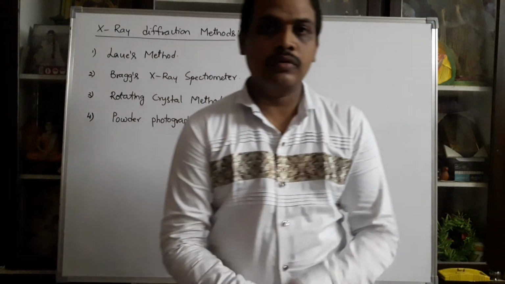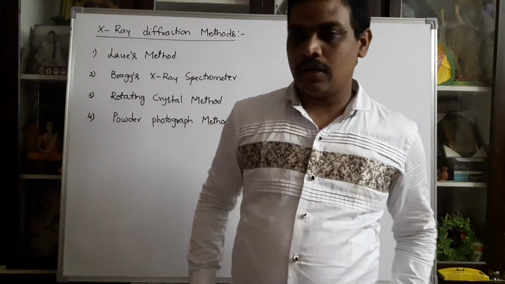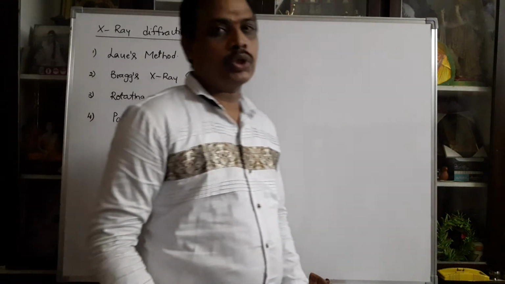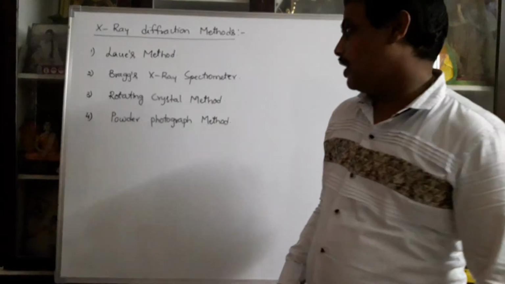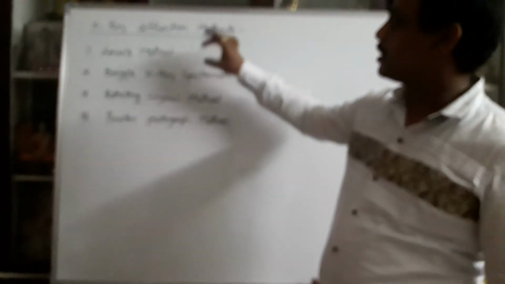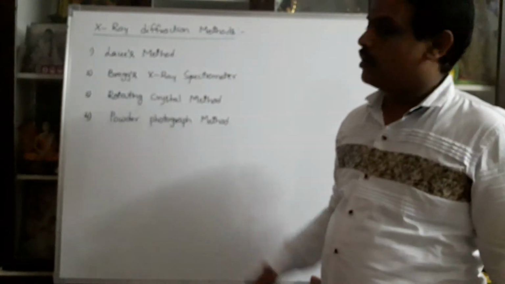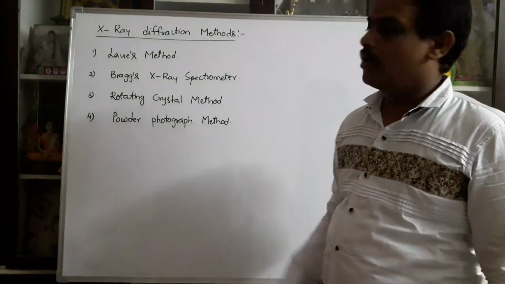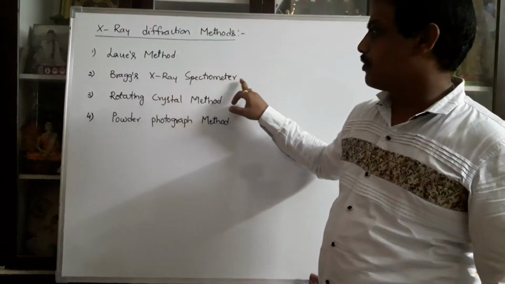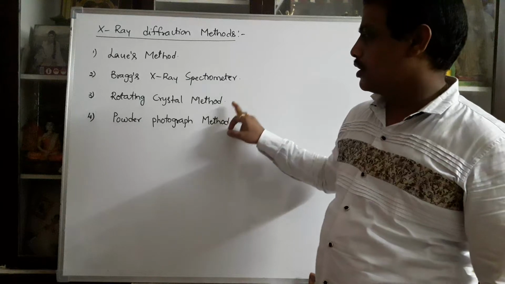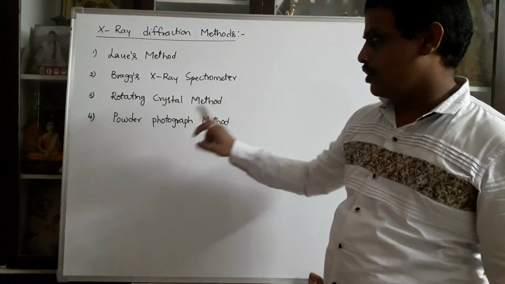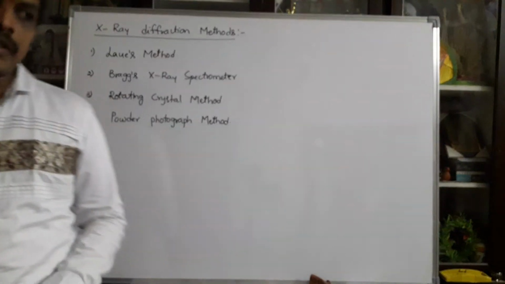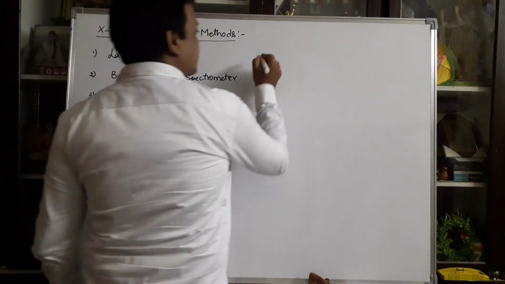Hi students, good morning. In our yesterday class, we discussed topics belonging to Unit 1, Chapter 2. In our last class, the ending point was the X-ray diffraction method. In the X-ray diffraction method, there are four different methods. One is Laue method, second is Bragg's X-ray spectrometer, third is rotating crystal method, fourth is powder photograph method. These 4 methods belong to crystallographic methods.